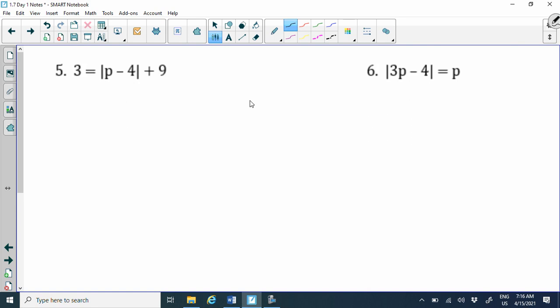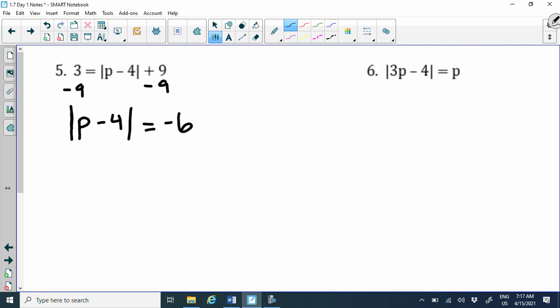Okay, let's see what we got. So here we have 3 equals the absolute value of p minus 4 plus 9. Well, I do see that extra bit here, that plus 9. I have to move that over first before I can create my two equations. So what I need to do is subtract 9 from both sides. So now I have, and I'm going to rewrite this because I like the absolute value on the left-hand side, the absolute value of p minus 4 equals, well, 3 minus 9 gives me negative 6.